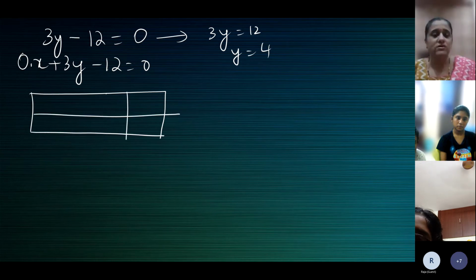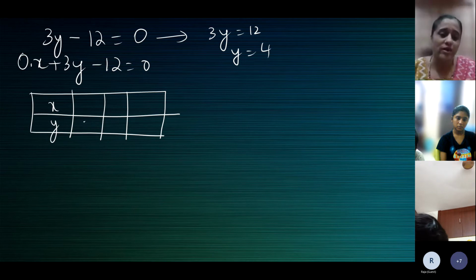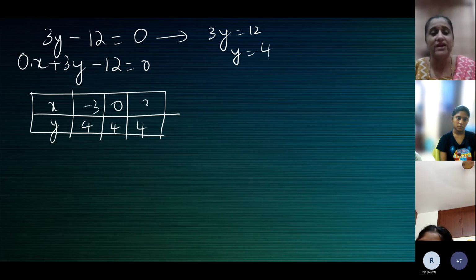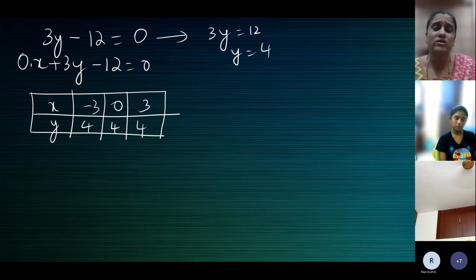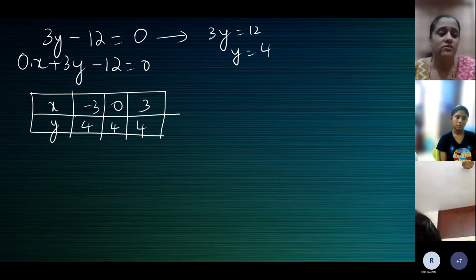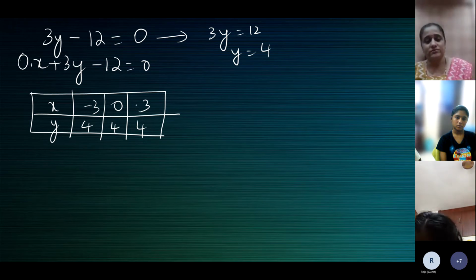The table is: y is always 4. See, I'm dragging the way I say it, y is always 4. y is equal to 4 means y is always 4, for any value of x. Don't take 100, 200 and all that. You should be able to plot it on the graph paper. So y is equal to 4 means y is always 4 for any value of x.